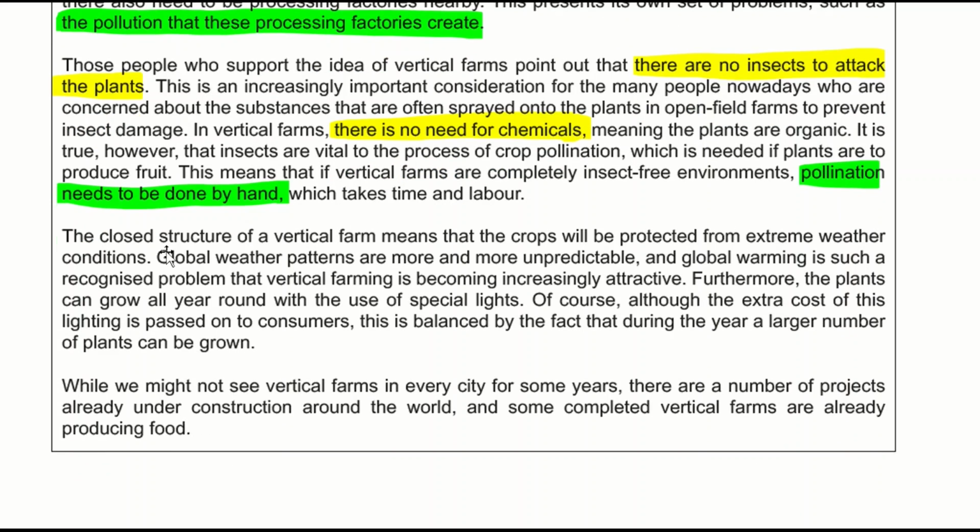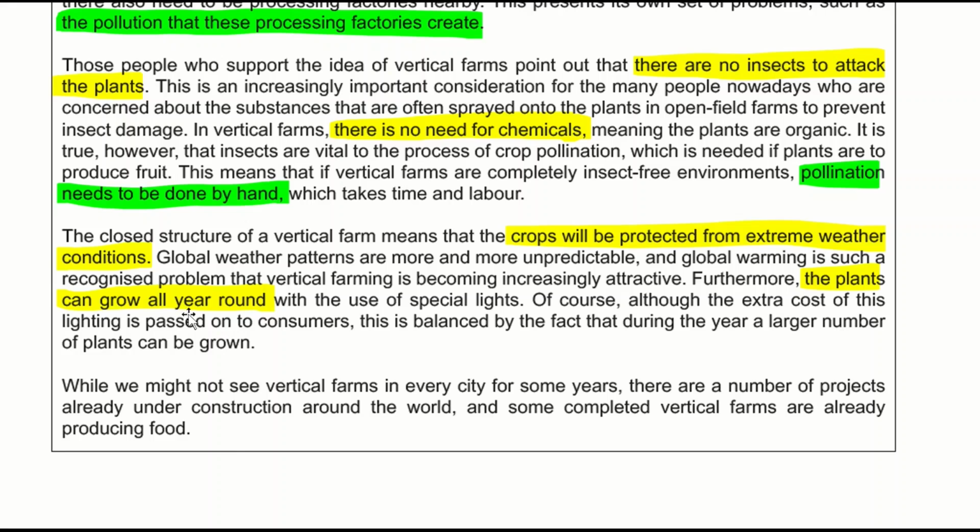The closed structure of a vertical farm means that the crops will be protected from extreme weather conditions. So again, crops will be protected from extreme weather conditions. Global weather patterns are more and more unpredictable, and global warming is such a recognized problem that vertical farming is becoming increasingly attractive. Furthermore, the plants can grow all year round with the use of special lights. Okay, so plants can grow all year round. Usually plants have seasons and they grow at certain times of the year.